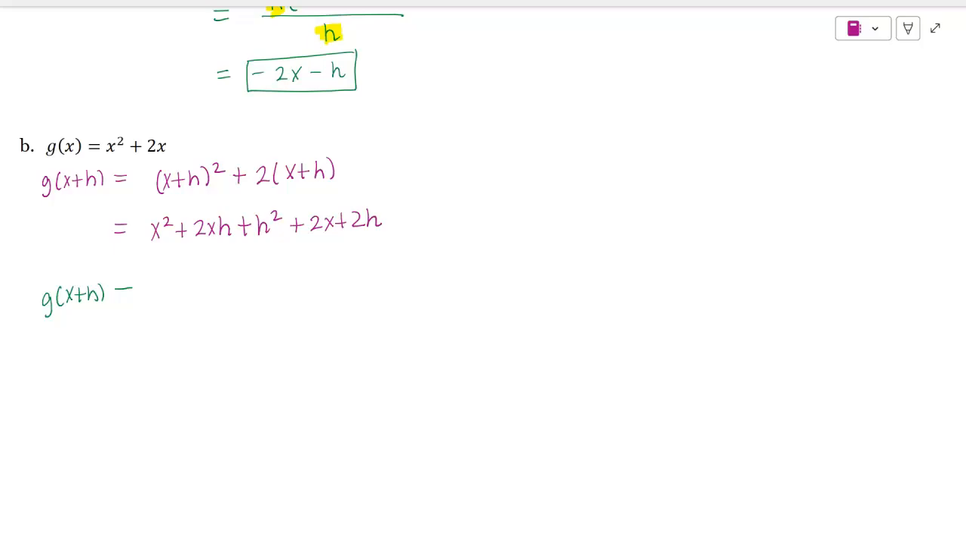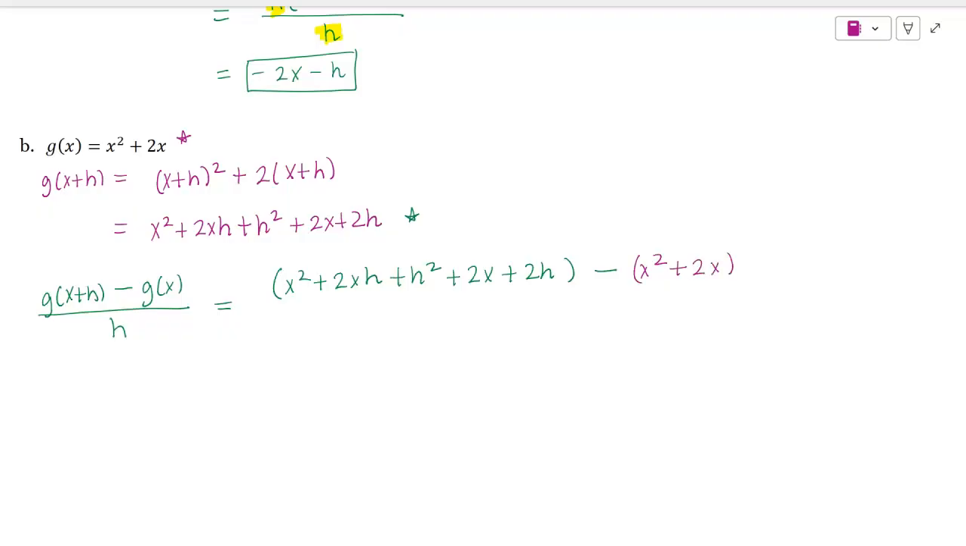All right. Now we're ready to put together our difference quotient. g of x plus h minus g of x divided by h. So we'll start with this. And then we'll subtract off this. And then the whole thing is divided by h.